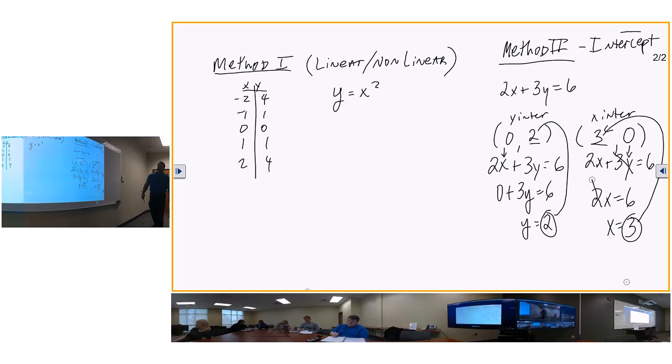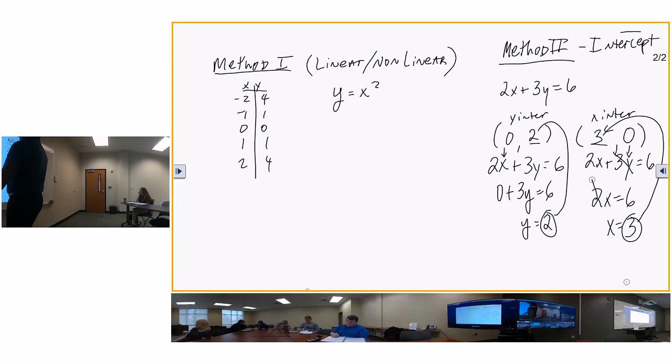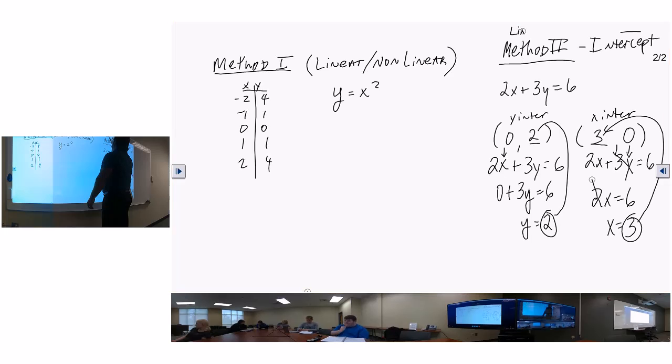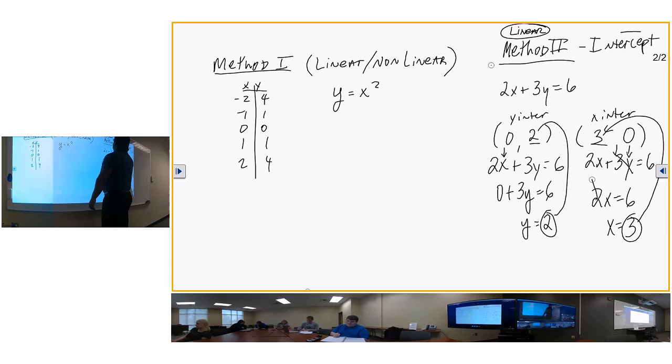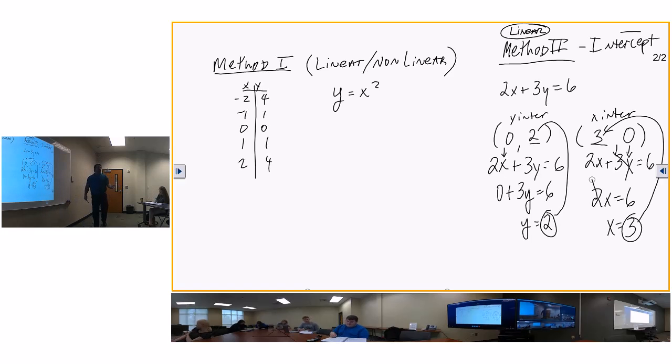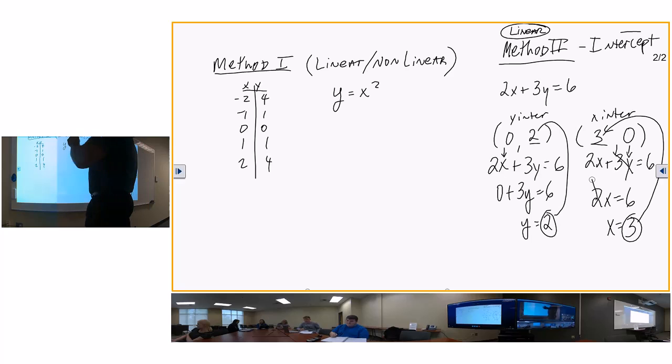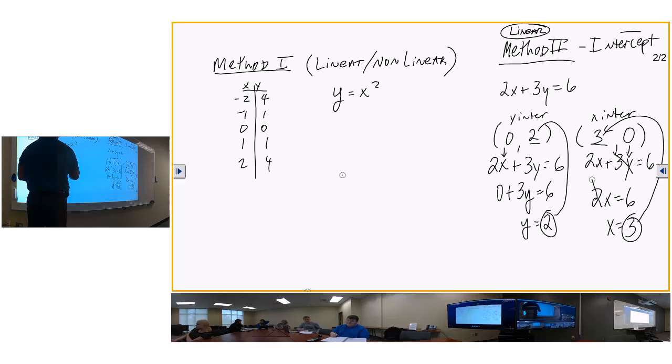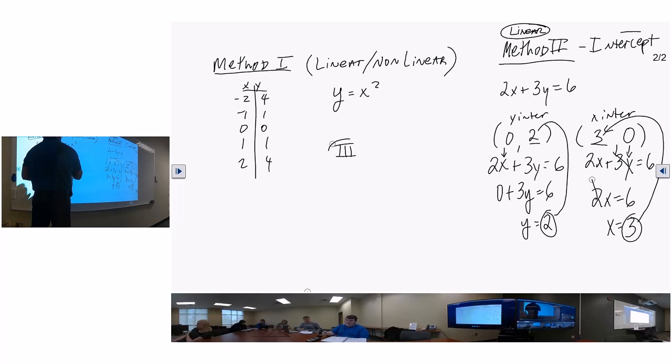And then the last method, and this is linear. So you're limited on what you can do with method 2 and method 3. Method 2 and method 3 are only used with linear. So we're going to be dealing mostly with method 1 if you don't use your calculator. I would suggest using a calculator because it saves you a whole lot of time. All right? And the third method is the point slope.